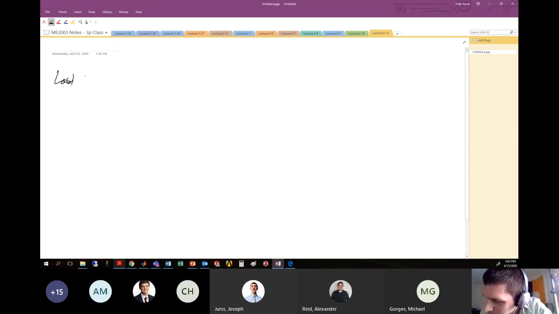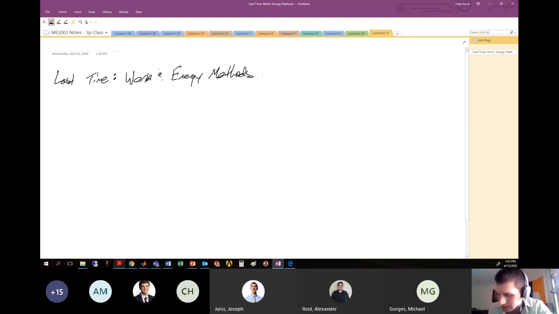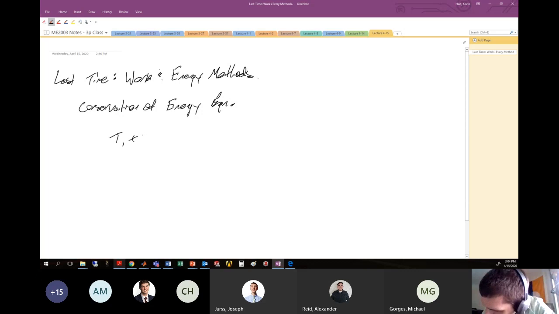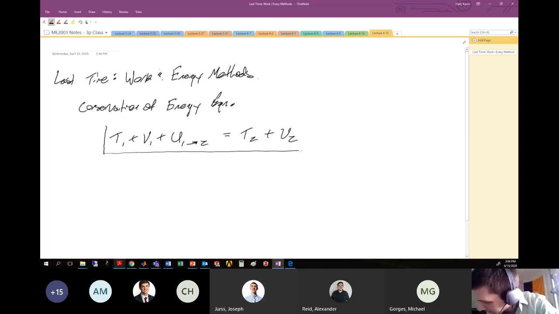So last time, recall we were doing work in energy methods. And we overlaid the whole discussion with the overarching equation that we're going to use for this portion of the course, pretty much every problem that we do, and that is conservation of energy. Which is something like T1 plus V1 plus U1 to 2 equals T2 plus V2. So this is the equation you're probably going to write on every single homework problem and exam problem that we do for this portion of the course.